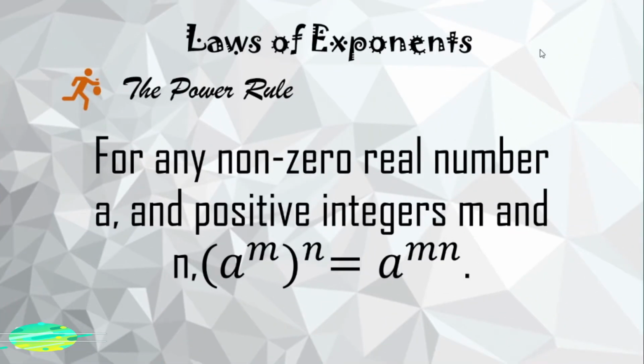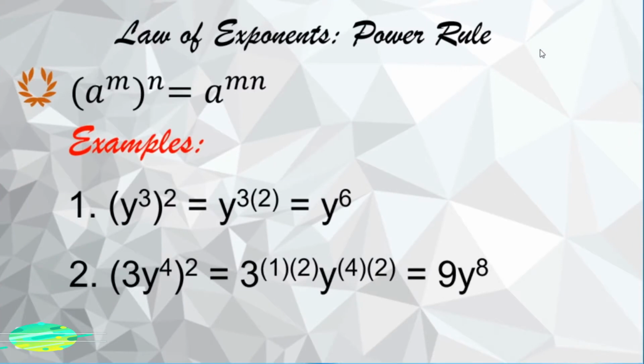Next, the power rule. For any non-zero real number, a, and positive integers m and n, a raised to m raised to n is equal to a raised to m times n. So, kapag meron po tayong exponent sa labas, distribute natin ng exponent sa loob, and that means i-multiply natin. So, we have a raised to m times n. For the example, we have y cubed raised to 2 and 3y to the 4th raised to 2. And again, multiply lang natin ng exponent nila to get the answer.